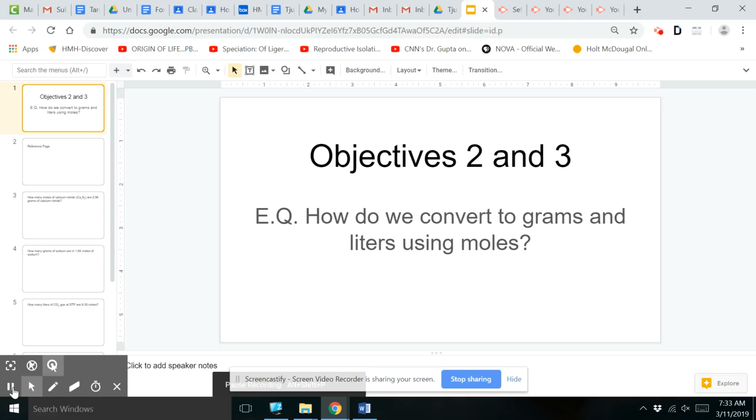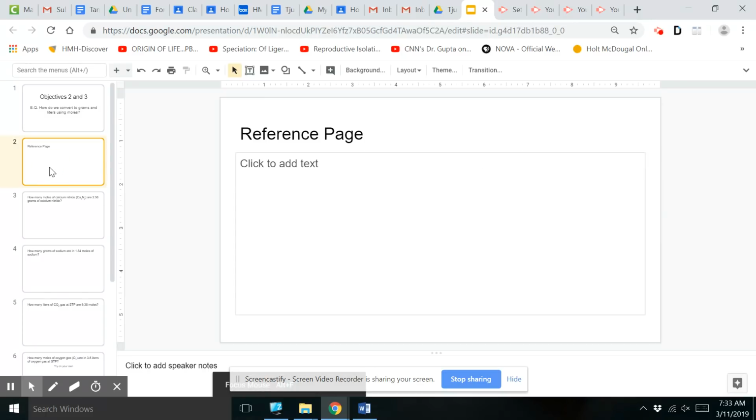Okay, the first thing that we're going to do is you're actually going to go to your reference page, because we're going to add some information on your reference page. So the first thing that we want you to do, and I'm going to put down pencil and go ahead and do black, is that there are a couple things.